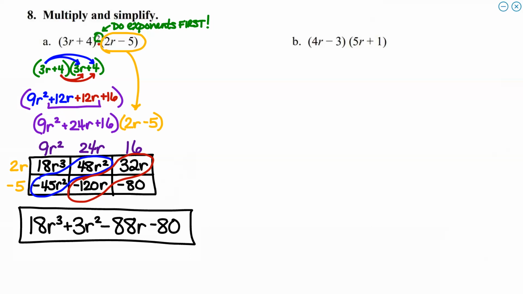Take about 5 minutes, between 3 and 5 minutes. I'll kind of judge as I walk around the room when everybody's done. But between 3 and 5 minutes, I want you to do part B on your own. That's going to be just like this part right here. You don't have a third binomial to multiply with. So it should be quite a bit shorter than part A.